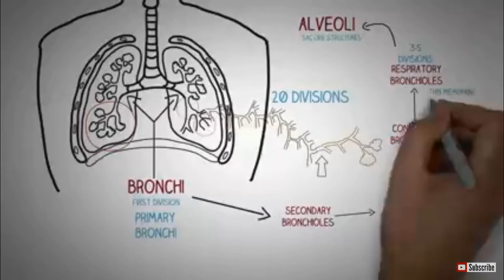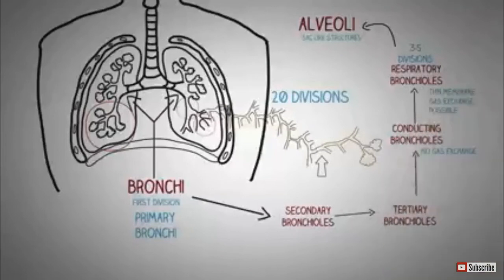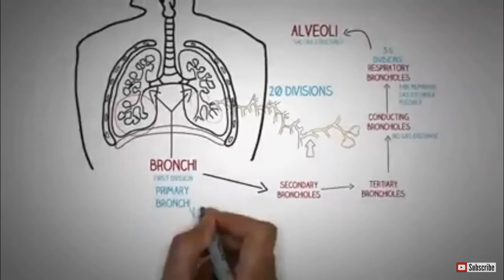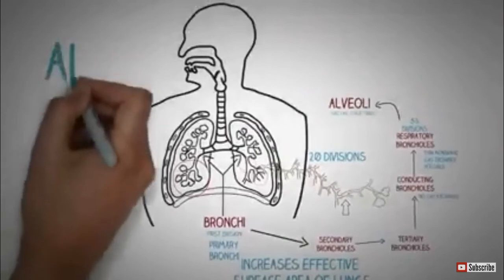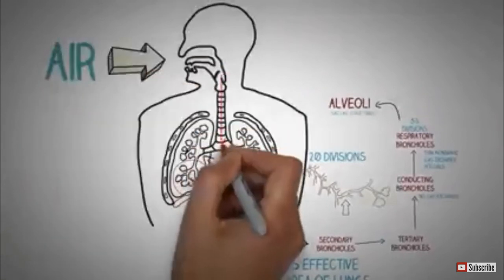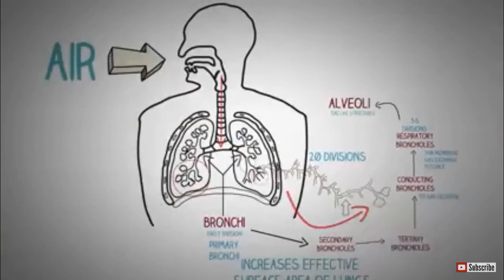The conducting bronchioles are called conducting bronchioles because no gas exchange happens in them since they have large or thick walls. But respiratory bronchioles have very thin walls and some amount of gas exchange can happen in them. But the majority of the gas exchange happens in the alveoli because of their close proximity to the blood vessels. The division of the bronchioles to such an extent increases the effective surface area of the lungs. So the air that we inhale finally reaches the alveoli.